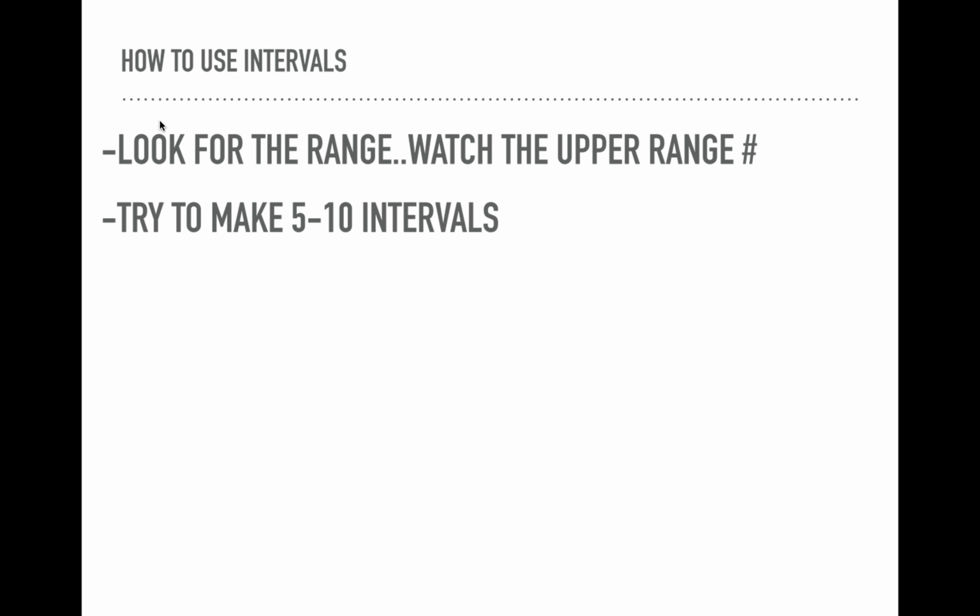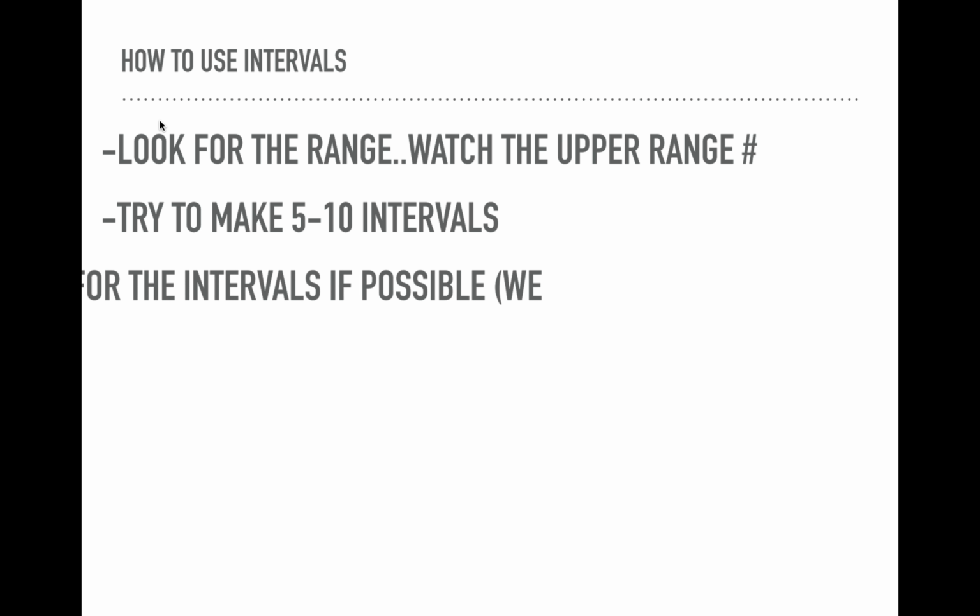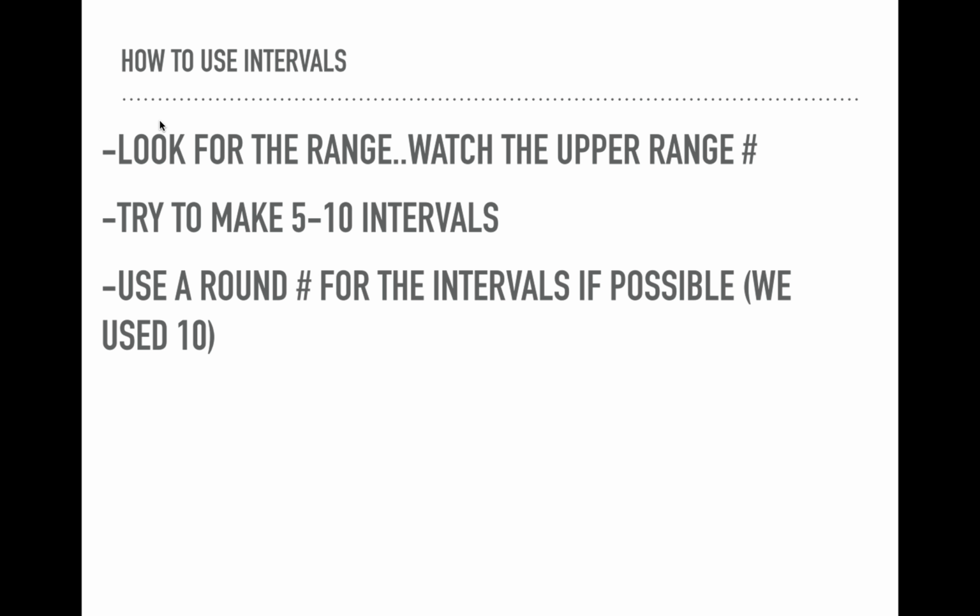So if the range of numbers is, let's say, 49, there's a difference of 49, well, I might round up to 50 and say, okay, if I make 10 intervals, they'll each have 5 in it. Or I could make 5 intervals, they each would have 10 in it. So that's what we're talking about using a round number.